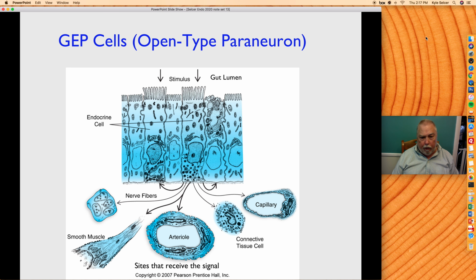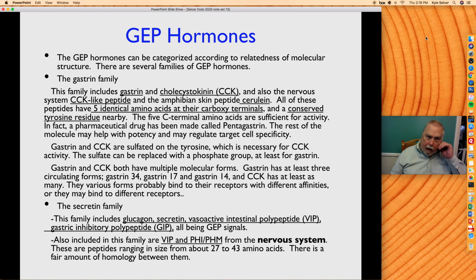You can only put a signal in the blood in a capillary. You can't put it in the blood in an arteriole because there's muscle layers that prevent that. So when they send a signal to an arteriole, that's for vasodilation or vasoconstriction. Smooth muscle, that would be for smooth muscle contraction, moving things through the gut or inhibiting movement through the gut. And nerve fibers, that can be telling the nervous system what's going on. So open-type paraneurons are one of the two. The other ones are the closed type, and that's, like I said, the islets of Langerhans and the pancreas would be a good example.